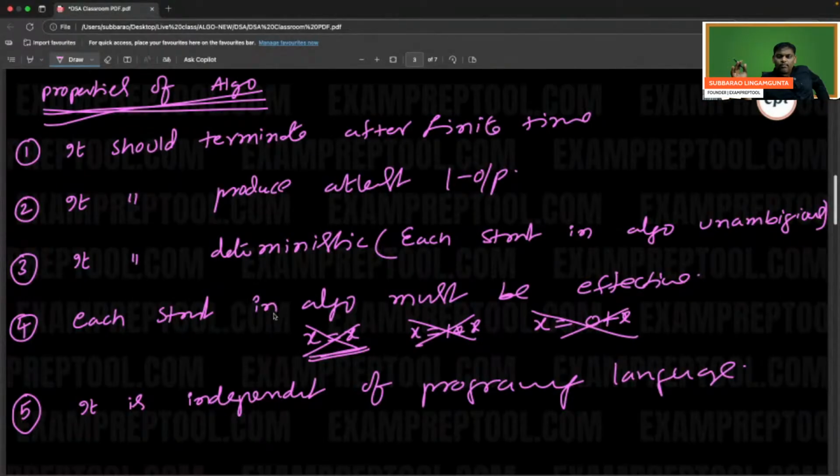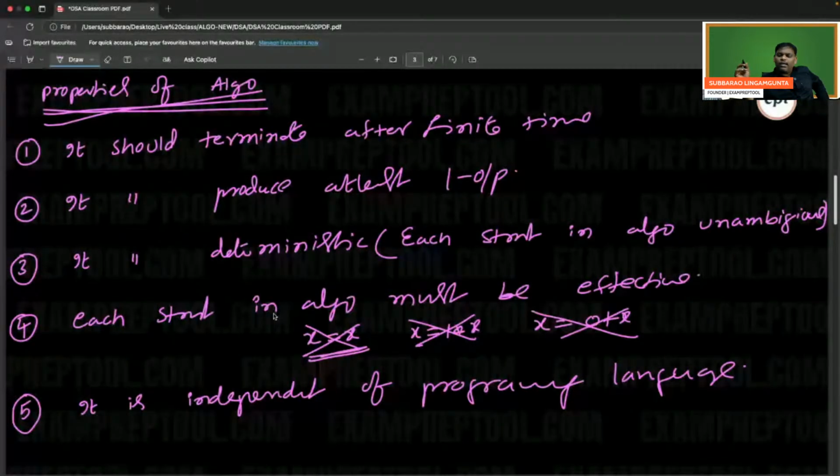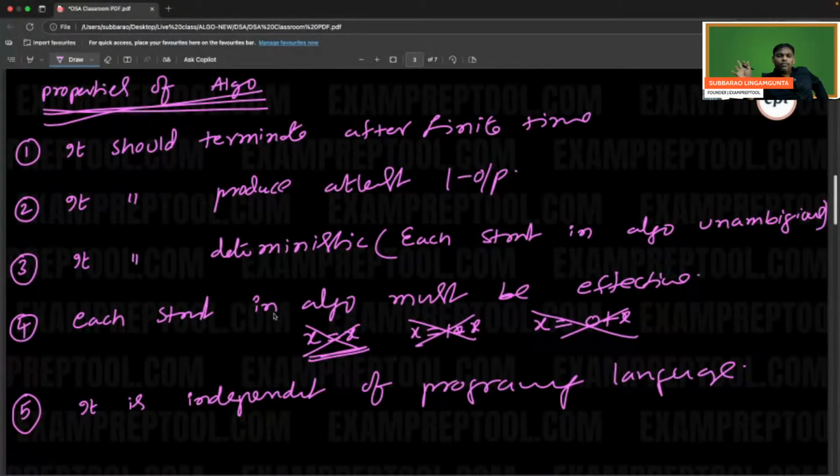Properties of algorithm. So many properties are there. I cannot write all, no use at all. After the algorithm subject is over, you Google it out. Properties of algorithm, you may see many. If I keep on writing, it is only wasting time.